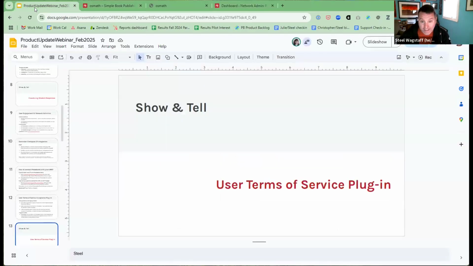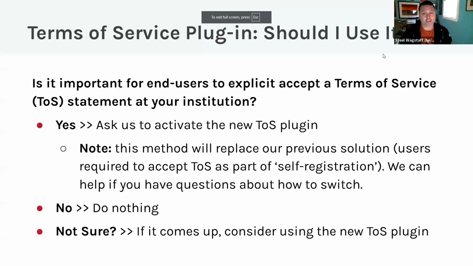The question then is, is this right for me? Do I want to use this? So the kind of heuristic rubric that we developed is: is it important for you or your institution that end users explicitly accept a terms of service statement? If so, ask us to activate the new terms of service plugin and we'll do it. I'll have a note here and I'll talk about this a little bit.